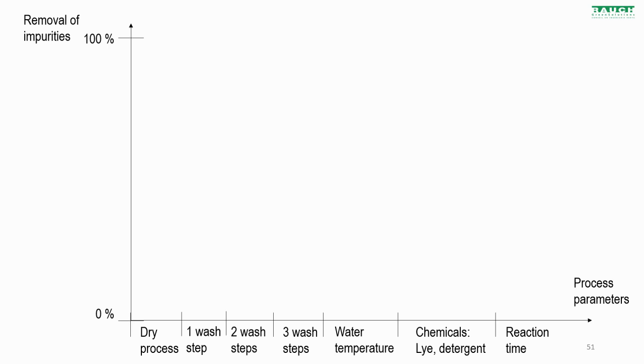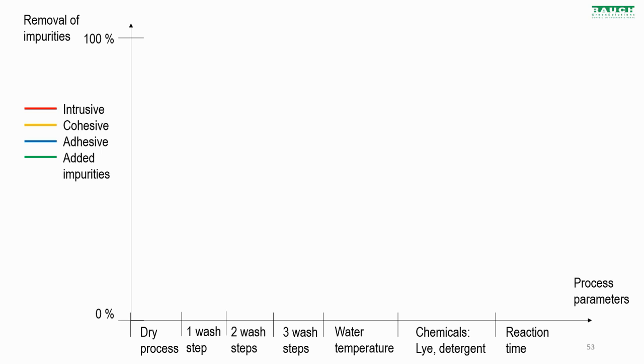Okay. So you have already understood the first points: dry process, 1, 2, 3 wash steps. They concern the process, so they are capex, their investment costs. And the second part, they concern the operation: water temperature, chemical agents, and reaction time. So you work basically on the operation costs, right? This is important to have in mind, that we have the two levels to work on.